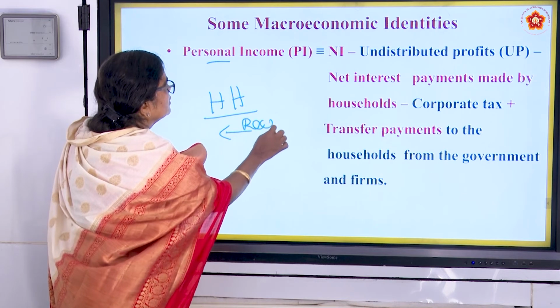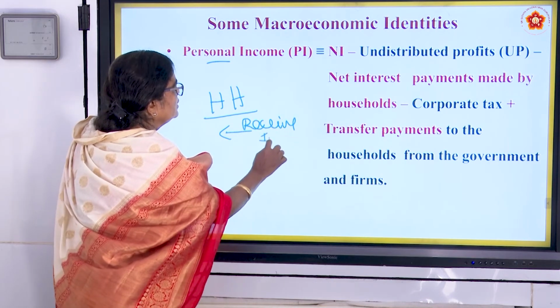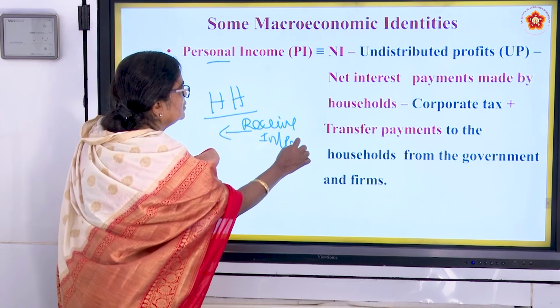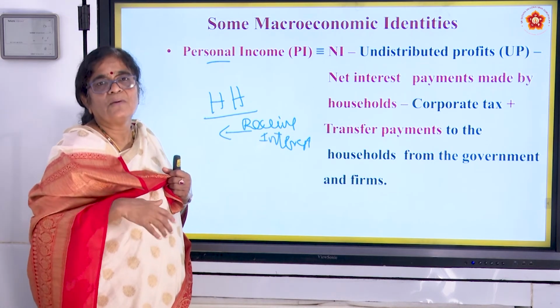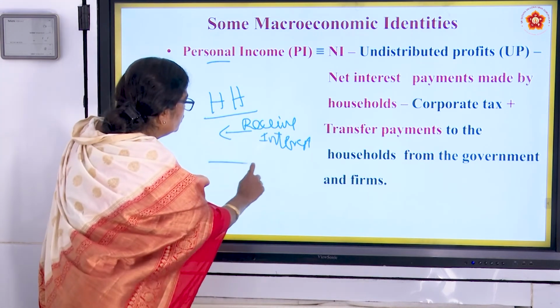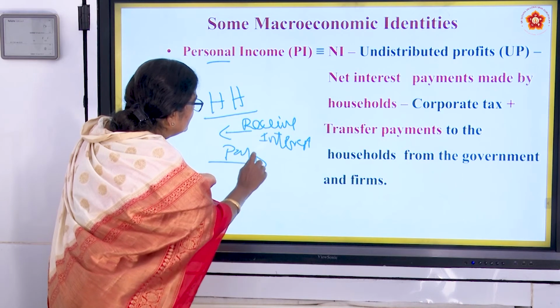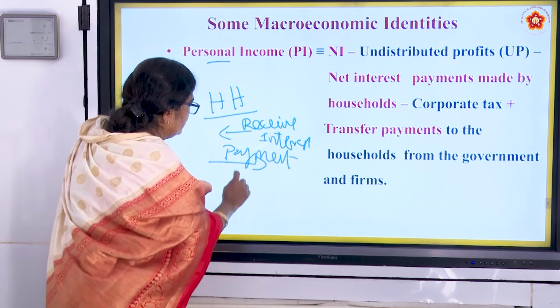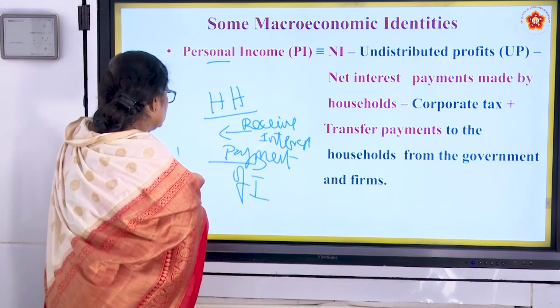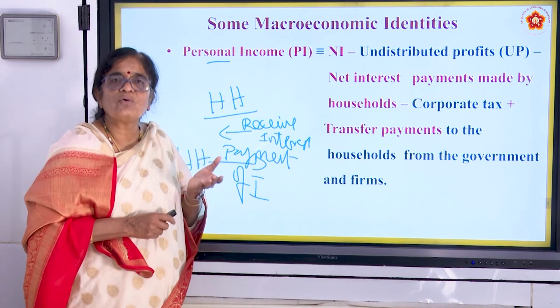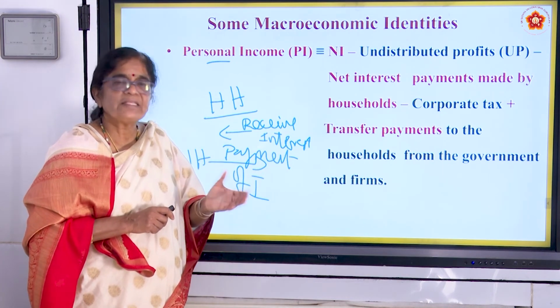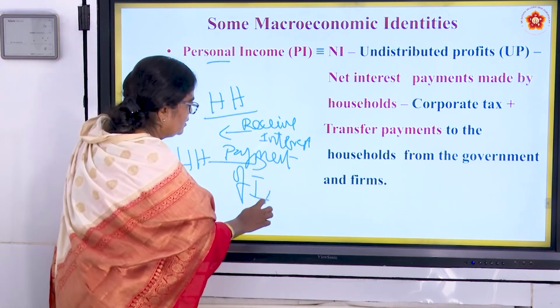They will receive the interest. On the other hand, if they have incurred some loan from the firms or government, what will they do? They will pay the interest. The household will pay the interest when they incur some loan or debt from the firms or government.